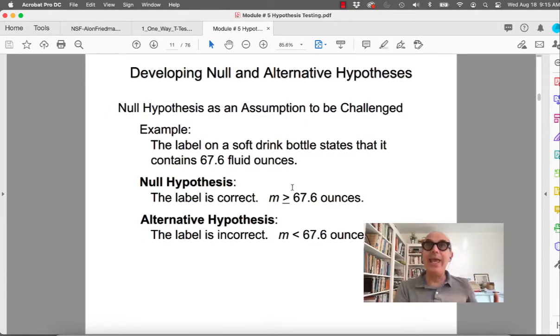But we need to be more concise with regard to our statement. The label of a soft drink bottle states that it contains 67.6 liquid ounces, so we will state our hypothesis. The null hypothesis is that the label is correct, and it will be bigger or equal to 67.6. The alternative is that the label is incorrect, and it will be smaller. And look at the titles and the measurements that I put into it to make it easier for me to apply.